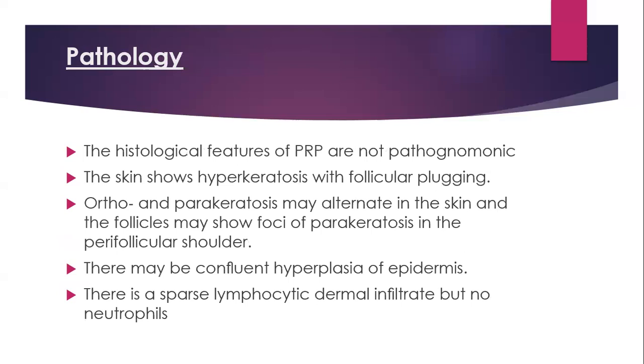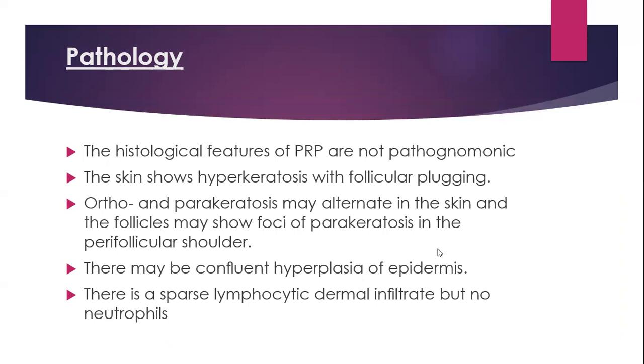Pathology. As the pathogenesis of PRP is not clear, histopathology of PRP is not very specific and not pathognomonic. The findings are hyperkeratosis with follicular plugging, and then orthokeratosis and parakeratosis alternate both vertically as well as horizontally, with parakeratosis in the perifollicular shoulders. There is confluent hyperplasia of the epidermis, almost like psoriasis. And there is a sparse lymphocytic dermal infiltrate with no neutrophils.